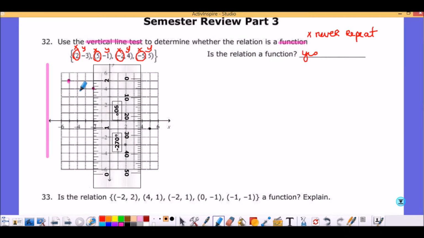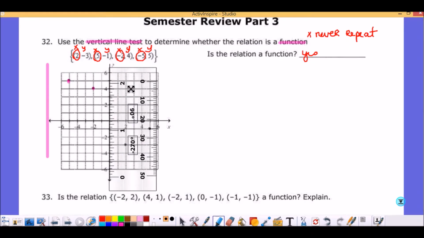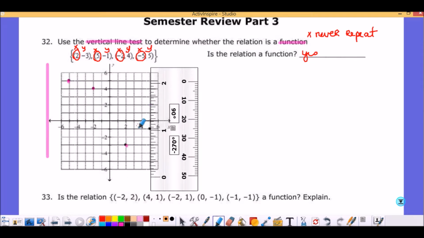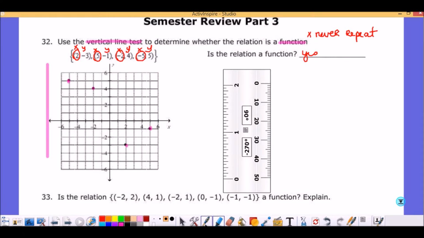This also does pass. Let's keep going. Here's another one and it touches the ruler at one point. And let's keep going. And so it touches the ruler at one point. So the graph also is a function because it passes the vertical line test.